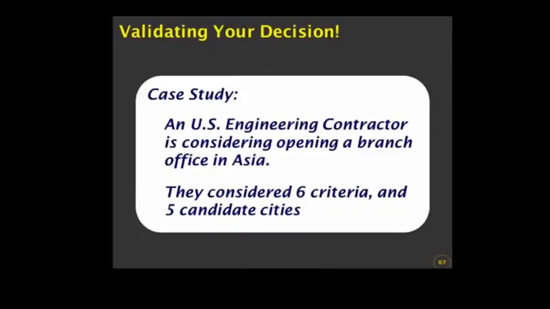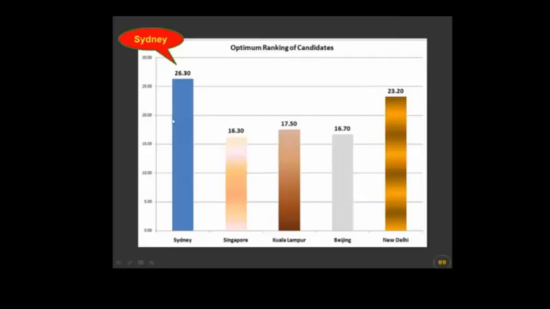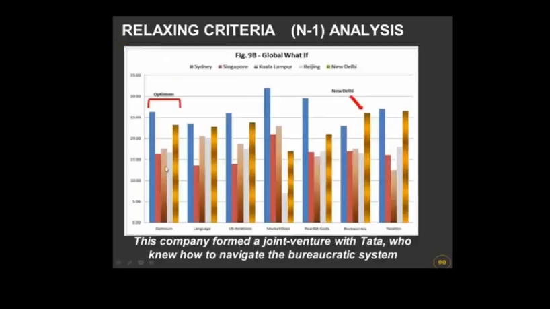Here's another quick example. A US engineering contractor is considering opening a branch office in Asia. They considered 6 criteria and 5 candidates. As before, we have our criteria and we have our candidates. We run the software. Sydney is the preferred choice. But when we look at the N-1 analysis, we see something very interesting. Here again, we have the original evaluation and these are the sensitivities. Look right here. If bureaucracy is not an issue, New Delhi is in fact the better choice. So this company went on to form a joint venture with Tata Consulting because Tata knows how to navigate the bureaucratic system. They're like the Indian government.